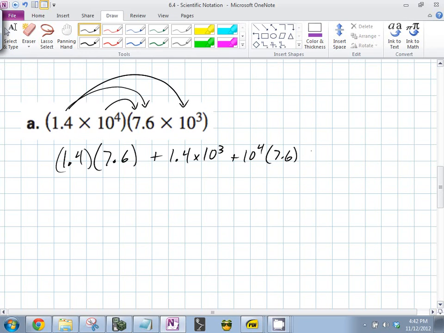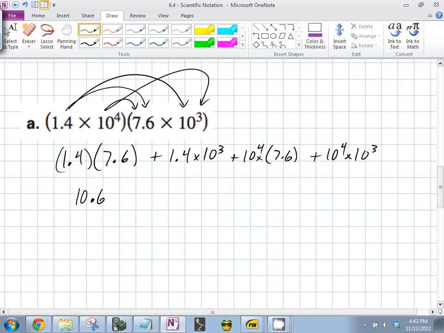And you'll notice sometimes I put the x's in between. You don't have to, but you can. And you should if it's scientific notation. So 1.4 times 7.6, you can do that out. That's fine. 1.4 times 7.6, you end up with 10.64 plus 1.4 times 10 to the third.